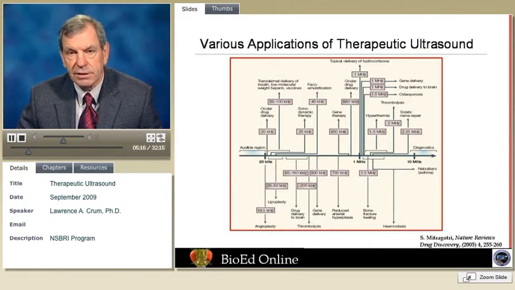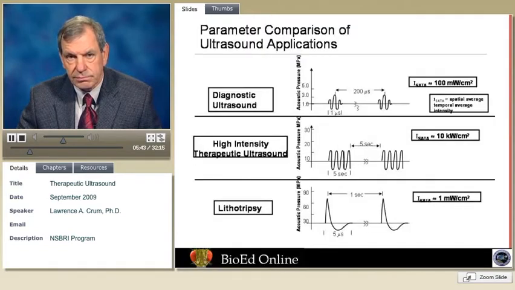And I couldn't cover all of those in a simple lecture, but it's important to recognize that this is not a completely new technology. This is a technology that has widespread use, and it's probably not familiar to many people. But within the technical community, there are lots of things going on in therapeutic ultrasound that have great promise for medicine. And I would like to go through a few of these now and talk about those in more detail.